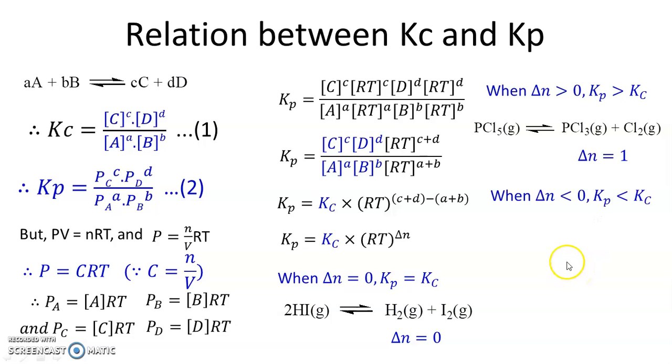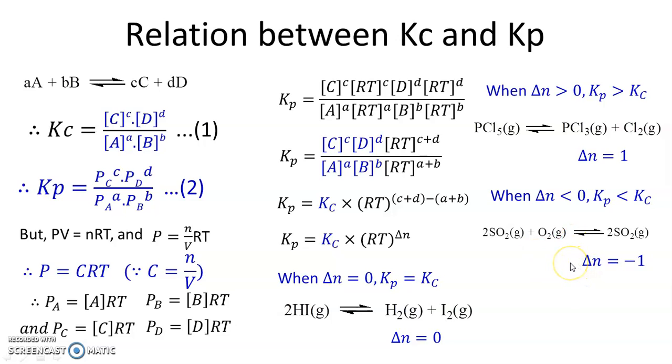And the third important point is when delta N is less than 0, or negative, then Kp must be less than Kc. As an example, consider this reaction: 2 moles of SO2 gas, when mixed with 1 mole of oxygen gas, form 2 moles of sulfur trioxide gas. It should be SO3 and not SO2; it's a printing mistake. Here there is a formation of 2 moles of products from 3 moles of reactants, and therefore delta N, that is 2 minus 3, is equal to minus 1. So here delta N is negative, and for this reaction Kp is less than Kc.